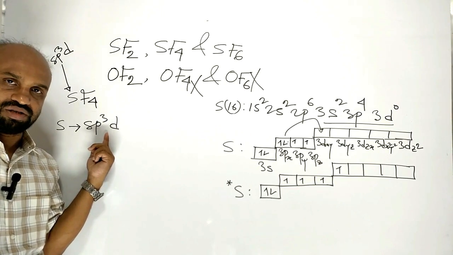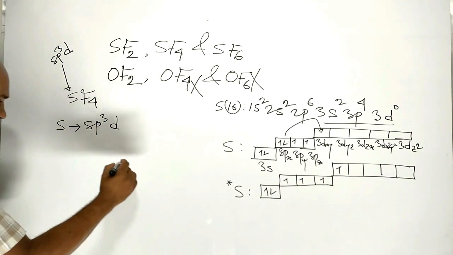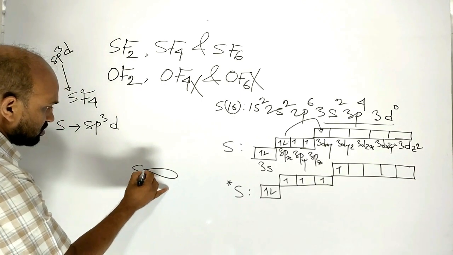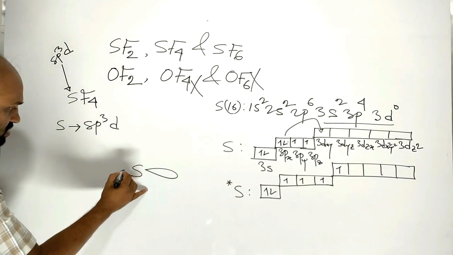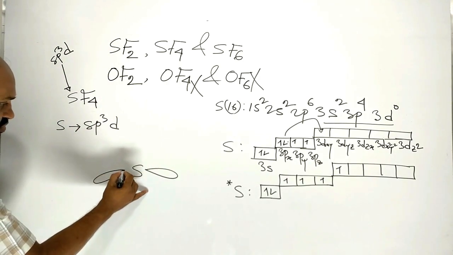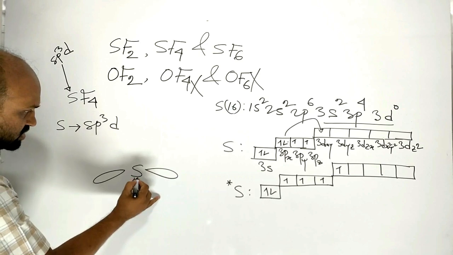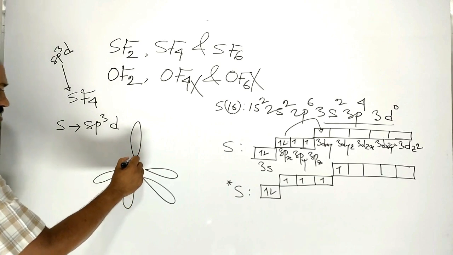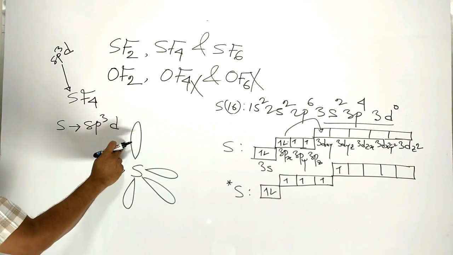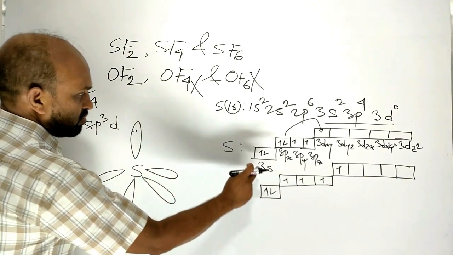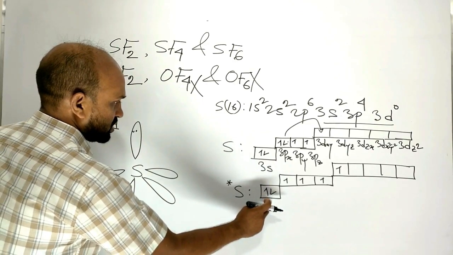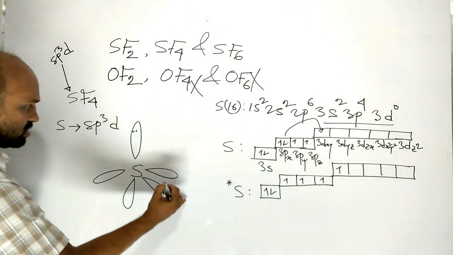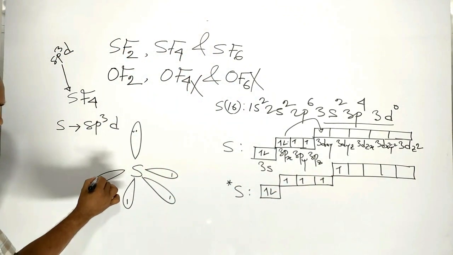hybridization occurs here, and the shape of these orbitals is like this: one sp3d orbital, another sp3d orbital, another sp3d orbital, another one, and the last sp3d orbital, which contains one pair of electrons, this electron pair, and the other 4 orbitals contain 1 electron each.